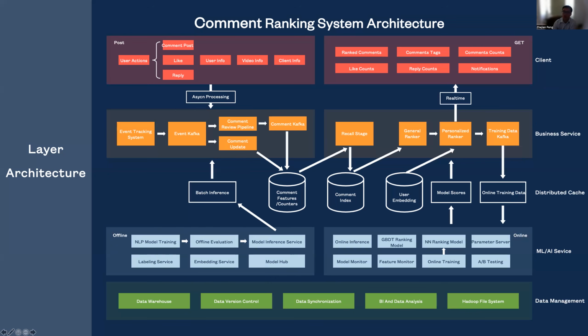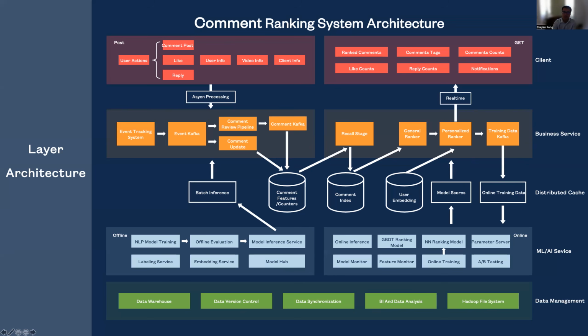Okay, now let's take a look at the right side. What happens when you scroll through your TikTok videos and click the comment section? You will initiate the get operation. The get operation will call the ranking services and return a set of comments ranked by our models. This inference usually happens in real time, within 100 milliseconds.